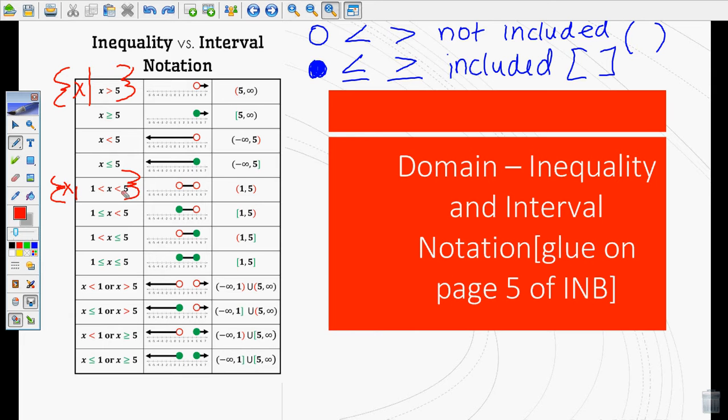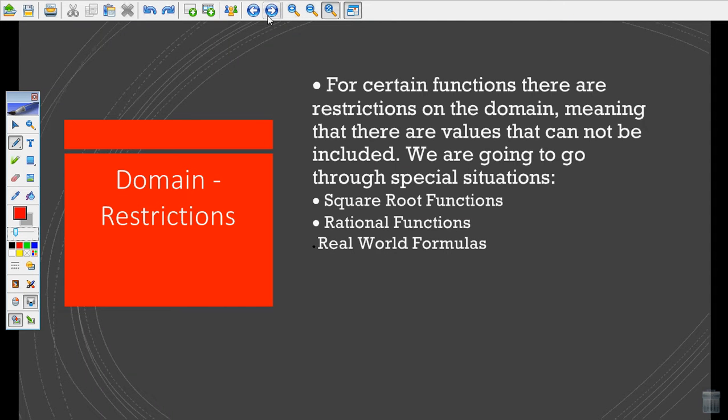We will be using this page 5 all year long for the most part. So we'll be referencing back to page 5 all year long. Got it? All right. Please close your eyes in a second because I have to erase the board. After this page, domain restrictions is what we're going to talk about. We're going to go over square root functions, rational functions, and real world. Basically, there are functions that can't equal certain things, and so it creates a natural restriction on your domain. That's when the inequalities come into play.